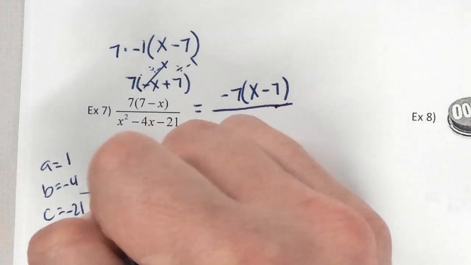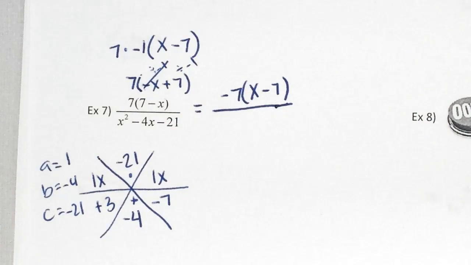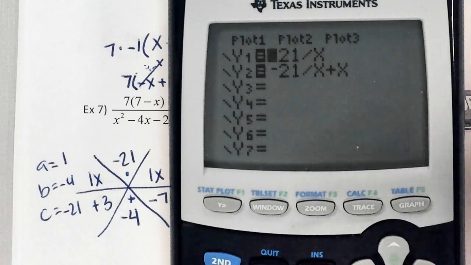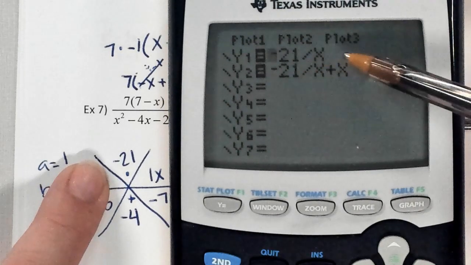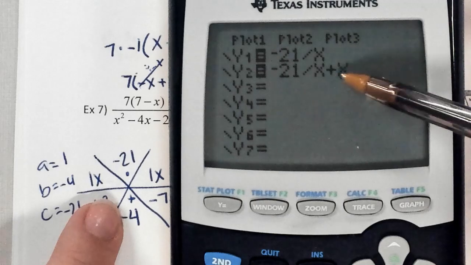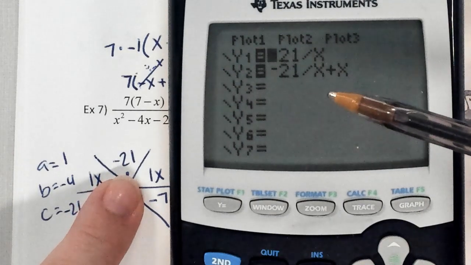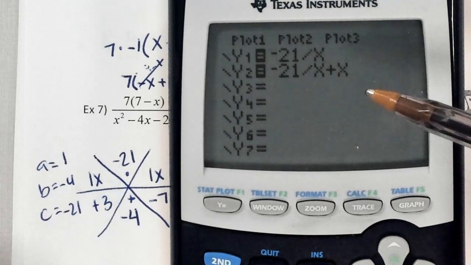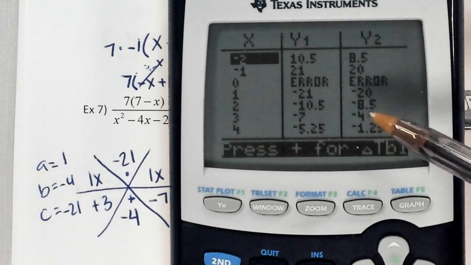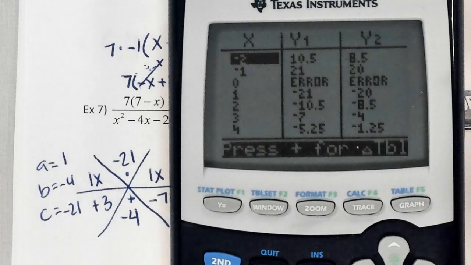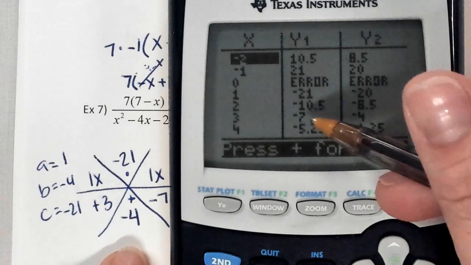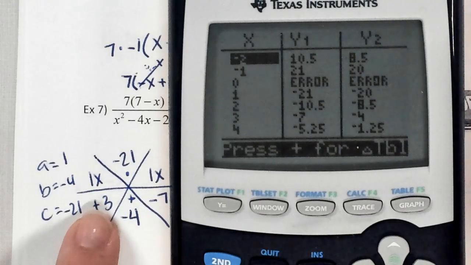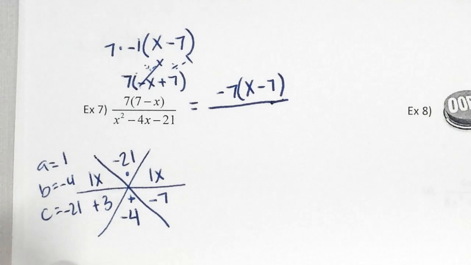Yes. +3, -7. Now, if numbers aren't your thing, do you remember the calculator trick? I'll have this on the board. -21 divide x, -21 divide x plus x, because that's top number divide x, top number divide x plus x, right? And then we go to our table, we go to the graph, and what am I looking for? The bottom number, -4, where? In y2. Here it is. And it was -7, +3, which is what I said. So does that good? Cool. So you can always use that trick if you need it.